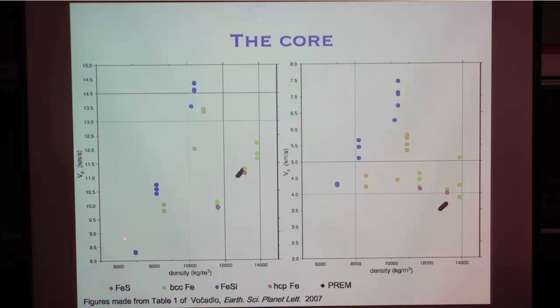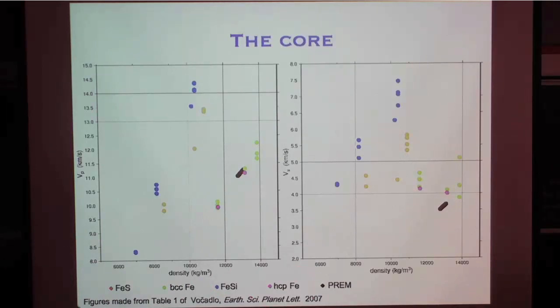On the y-axis we have VP here and VS here. These shear wave velocities and P wave velocities and these densities correspond to iron either with different alloying elements or in different crystal systems. So we have iron sulfide, iron silicate, body-centered cubic iron, hexagonal close-packed iron, and then the black dots correspond to PREM.